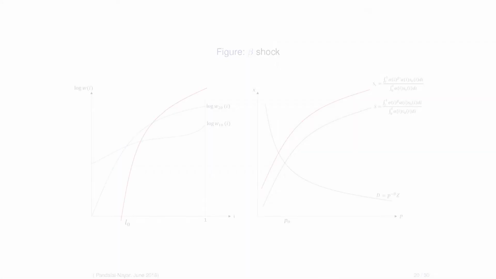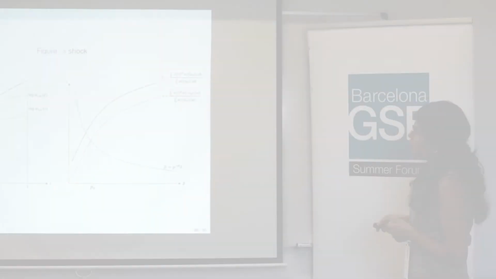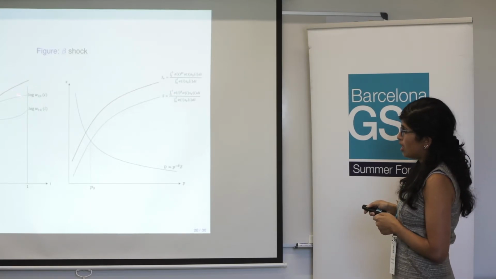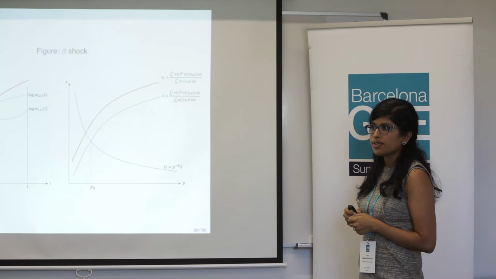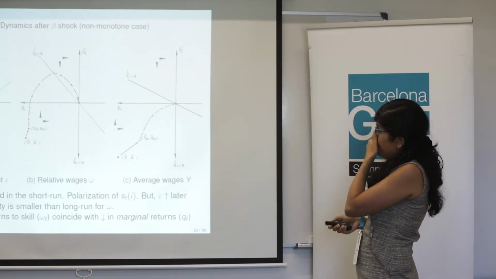The more interesting case is the beta shock. Again, we're shocking the complementarity of high-skill types to firm 2. That ends up changing the wages offered by firm 2 for all types. Now firm 2 offers very high wages for the very high types. So what happens here is more interesting.